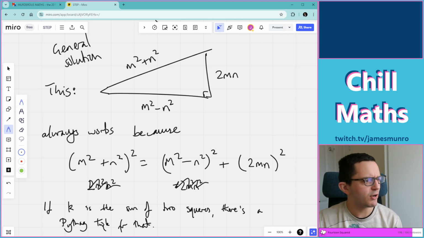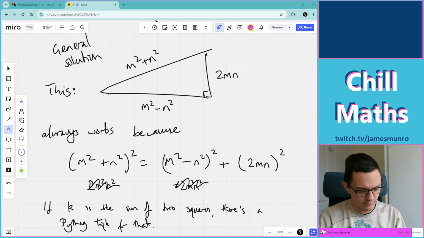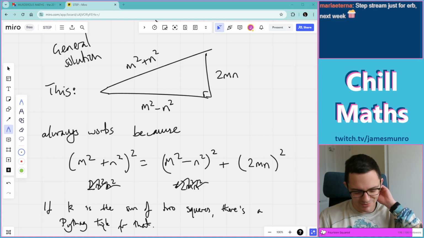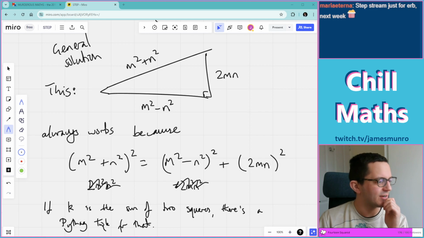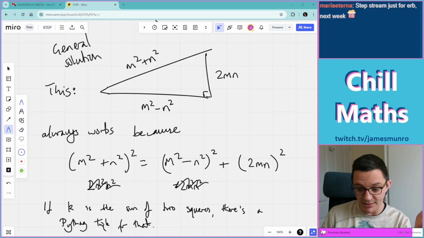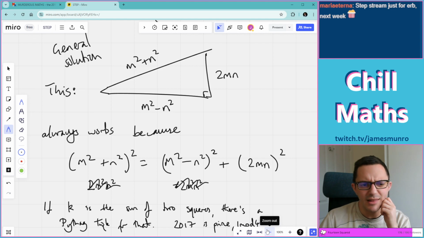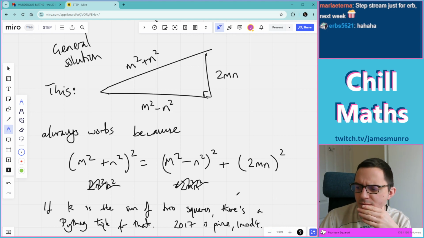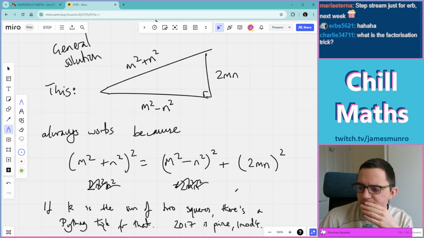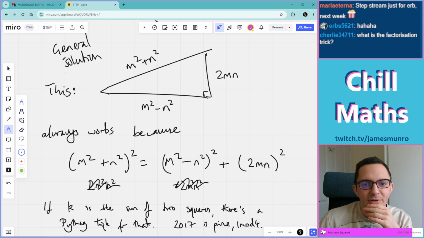Is 2017 prime? I should use one of my factorization tricks. I could just Google it. 2017 is prime, and it's one more than a multiple of 4. So I think that means it is the sum of two squares. Yeah, people who know the most.